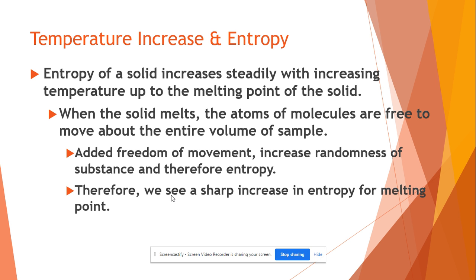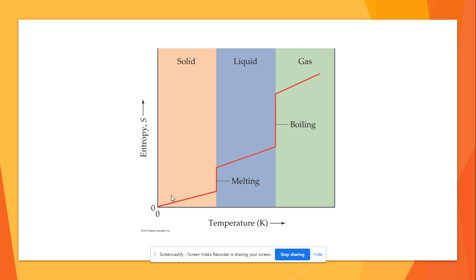Now, entropy of a solid is going to increase steadily the more temperature you put into it until it reaches the melting point. And when the solid melts, those atoms that were tightly bound together in a crystalline solid are free to move around the entire volume of space that they're given, whether it be a bowl, a cup, a room, a flask. This added freedom of movement increases the randomness that we learned in the last section and therefore increases entropy. In fact, when we see things undergo melting, we see a very sharp increase in entropy. This is denoted by this picture here.